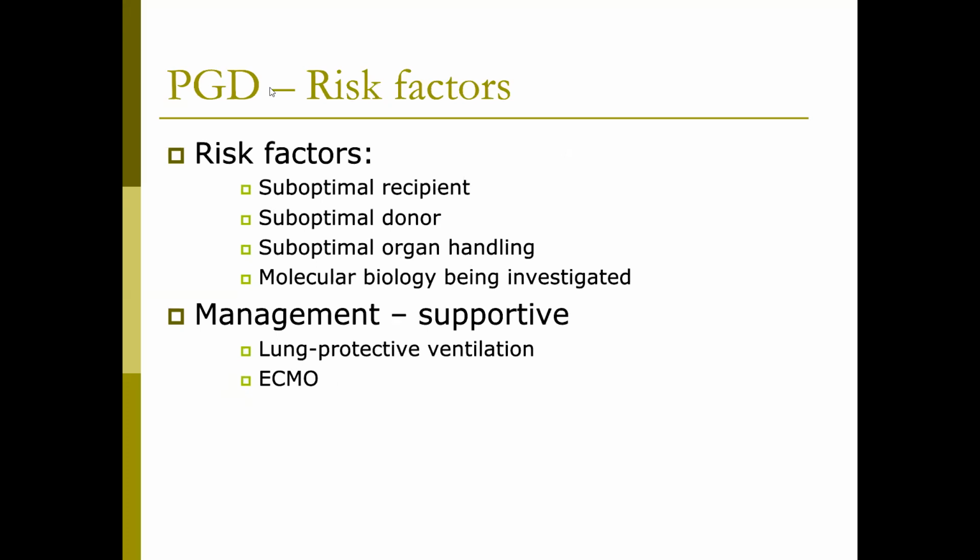The risk factors for primary graft dysfunction are a suboptimal recipient, or maybe a suboptimal donor, or maybe suboptimal organ handling. So basically something went wrong in the process. Management is usually supportive. Again, lung protective ventilation and maybe ECMO, assuming that you're in a lung transplant center, so it's readily available.